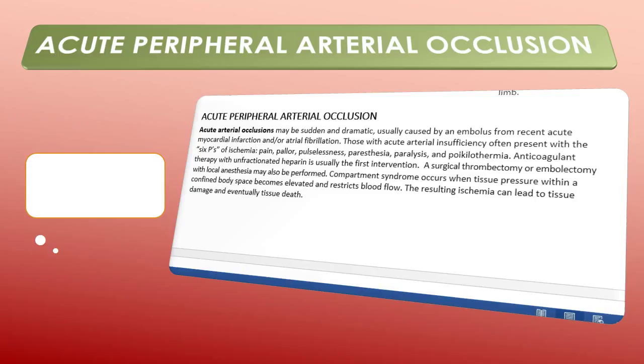Compartment syndrome can happen when tissue pressure within a confined body space becomes elevated and restricts blood flow. You're familiar with that, so the nurse is going to have to make sure that they're doing their neurovascular assessments and the charting of the 6Ps. The resulting ischemia can lead to tissue death and damage and eventually cause a lot of problems. Watch these patients, guys.